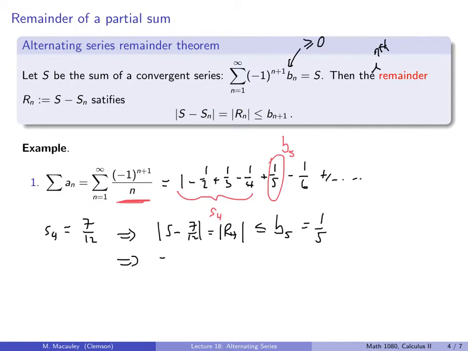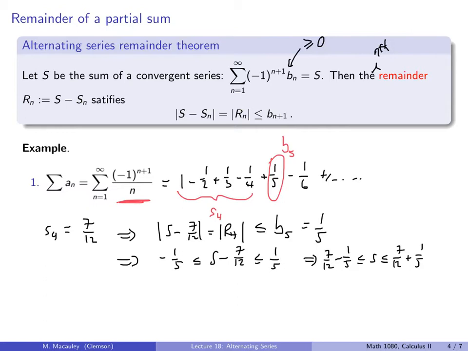So in other words, when I say the absolute value of the remainder is less than 1/5, that means that the remainder, which is S minus 7/12ths, is between negative 1/5 and 1/5. So from here we can add 7/12ths to all three sides of this inequality, and we get 7/12ths minus 1/5 is less than or equal to S is less than or equal to 7/12ths plus 1/5.